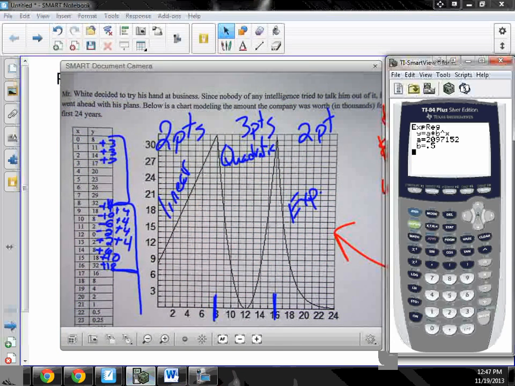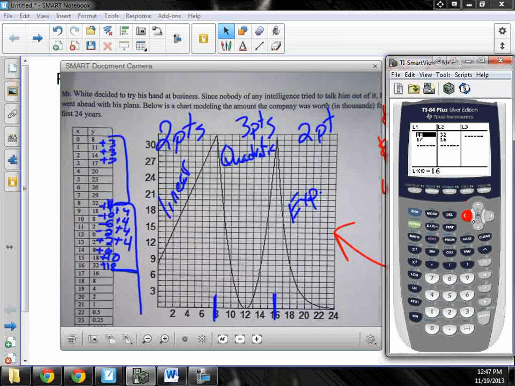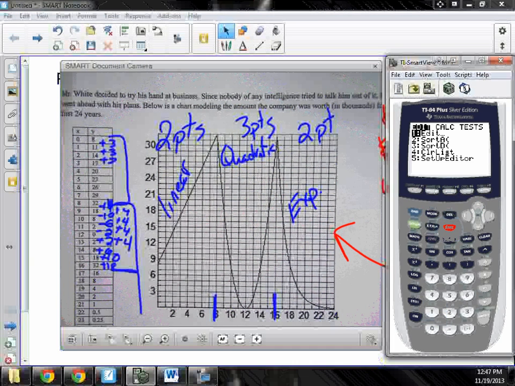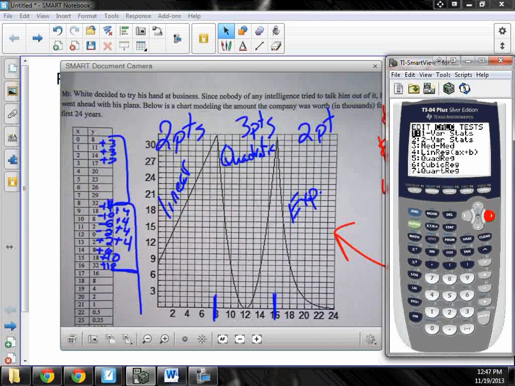So, everybody go into Stat, Edit, and then you can pick any 2 points in that linear section, any 2 points from 0 to 8, and it will work. So I'll pick 0 and 1. Corresponding y values are going to be 8 and 11. Then you push Stat, and then go over to calc, and we want linear regression, which is number 4.